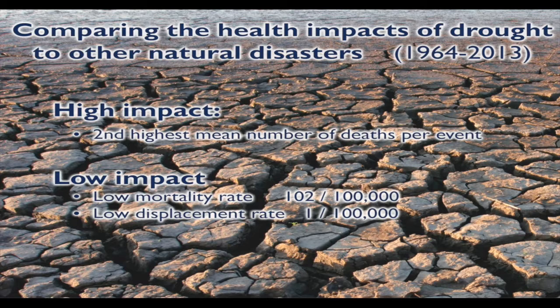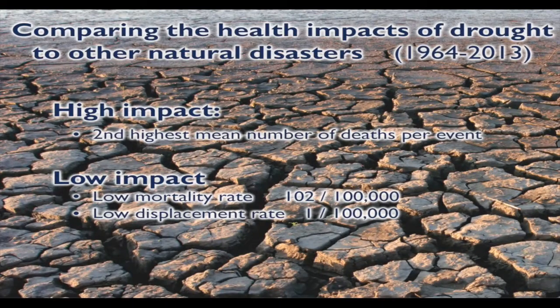On the other hand, it's a relatively low mortality rate when we're talking about per 100,000 people. So it's kind of counterintuitive, isn't it? Per 100,000 people, actually a low mortality rate. So among that group, a small amount, but the fact is that the number of people affected by drought is very large. Therefore, we see this high mean number of deaths per event, because so many people are affected, even though the mortality rate is relatively low.